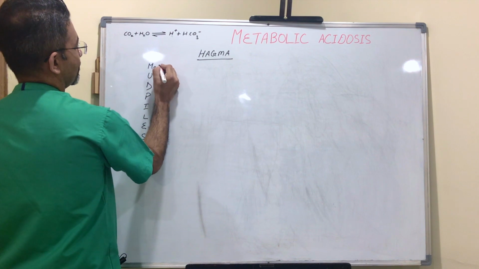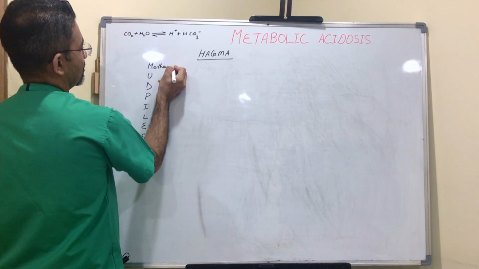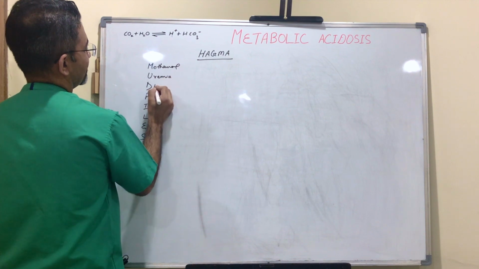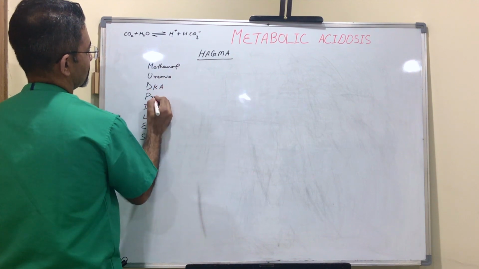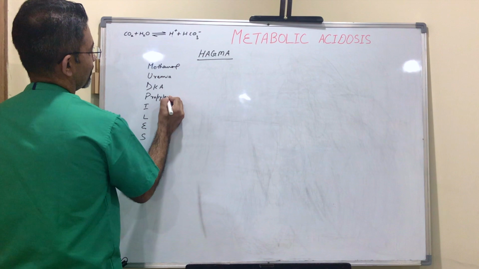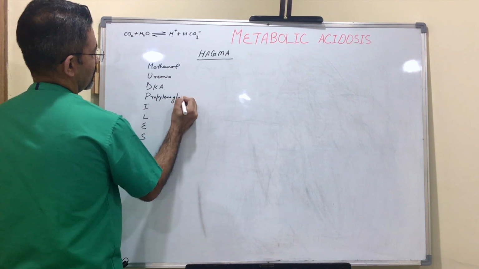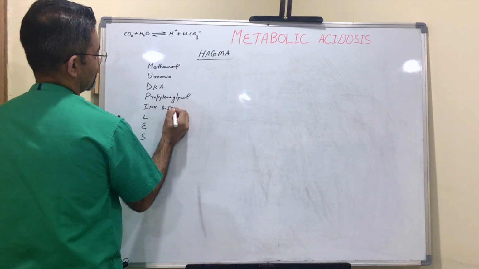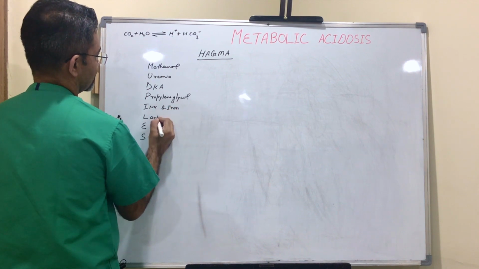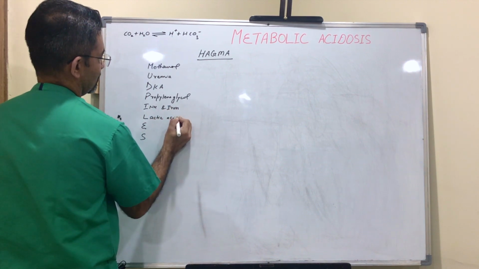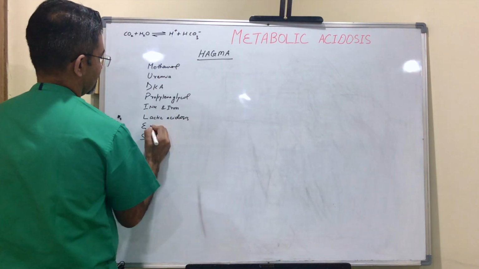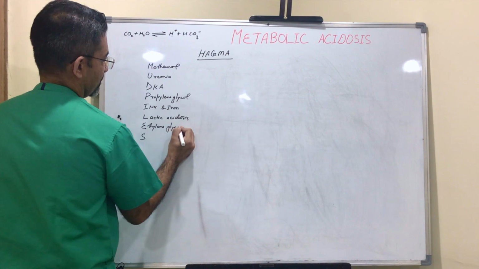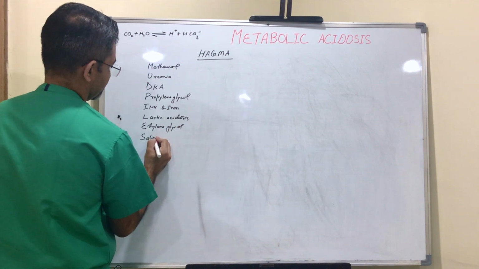M is for methanol, U is for uremia, D is for diabetic ketoacidosis, P is for propylene glycol, I is for INH and iron, L is for lactic acidosis, E is for ethylene glycol, S is for salicylates.